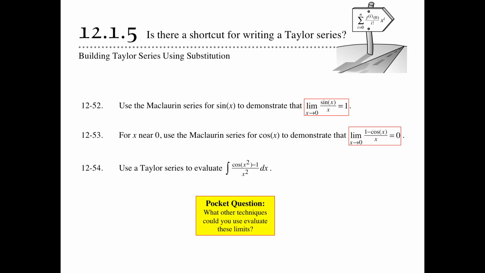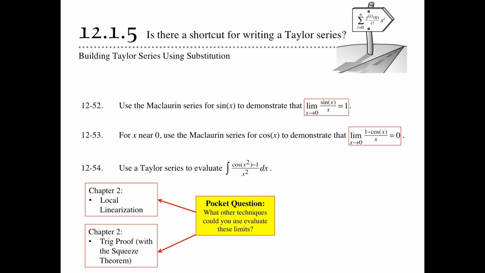For your reference, back in Chapter 2, students evaluated these limits the first time by zooming in on their calculators and recognizing the relationship between the linearization of the numerator and the linearization of the denominator at x equals 0. There was also a math note in Chapter 2 where students were guided through a trig proof using the squeeze theorem of these 2 limits.